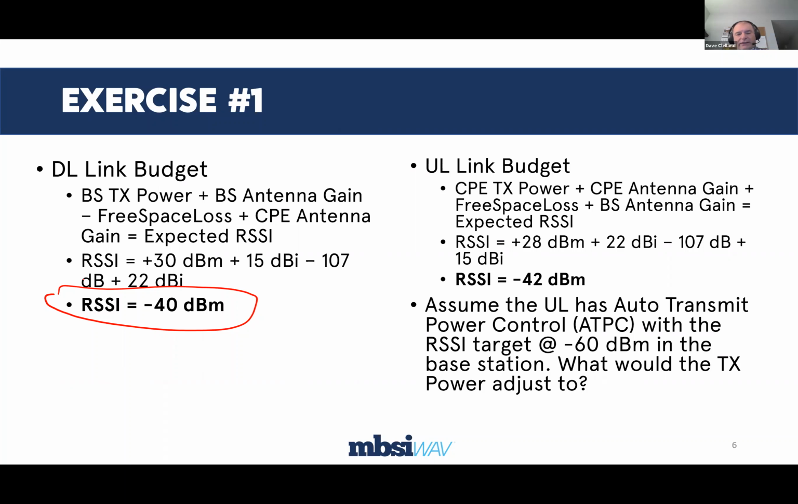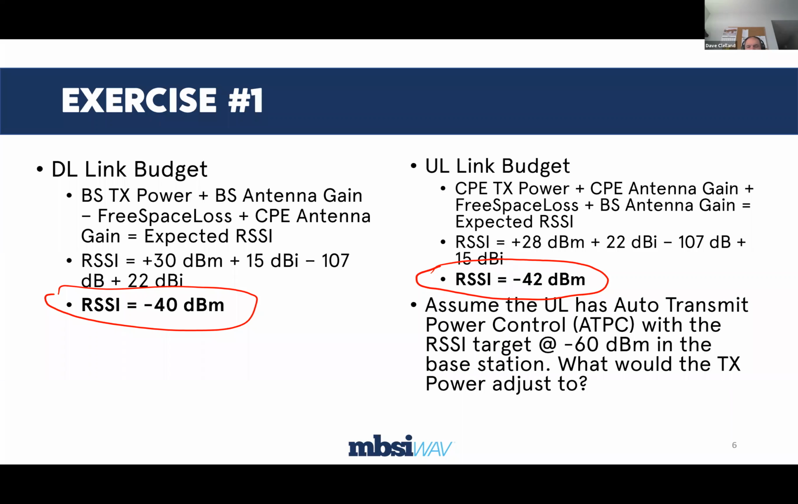Now, if we calculate the system gain the other way, the expected RSSI at the base station, if we work it backwards into that, because we have 2 dB less transmit power out of the antenna, we would have 2 dB less RSSI at the base station. That's exactly what we'd expect.